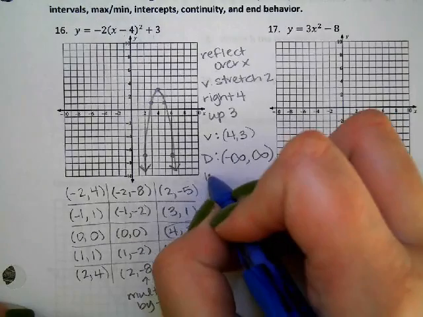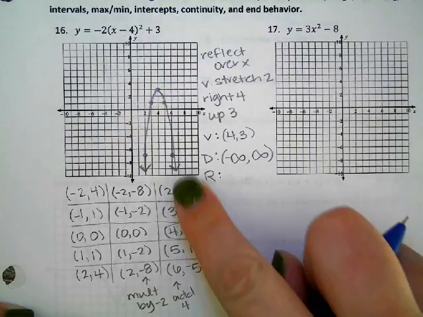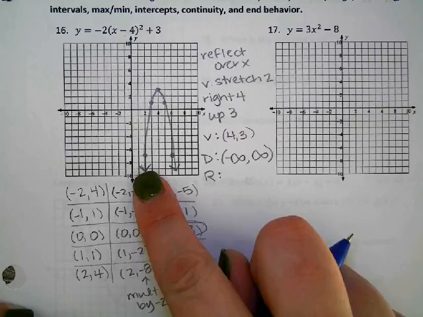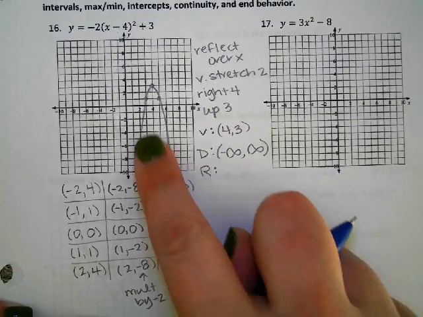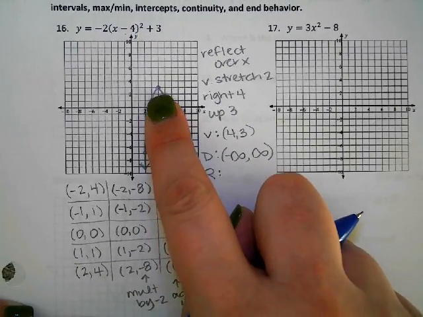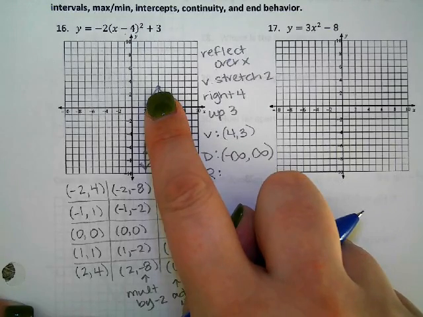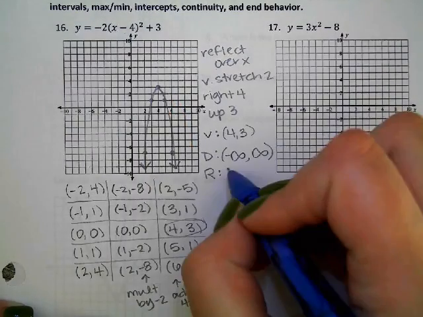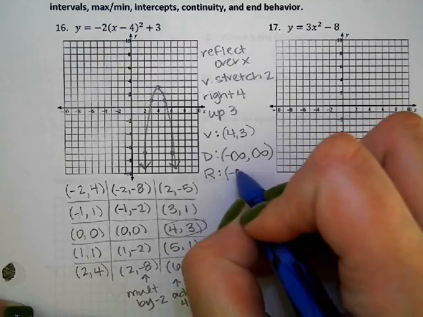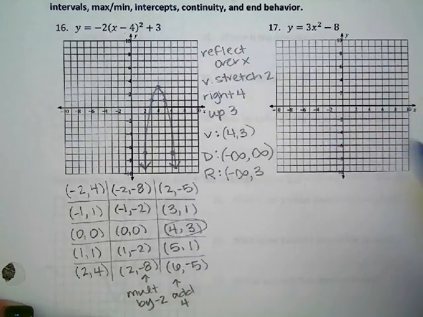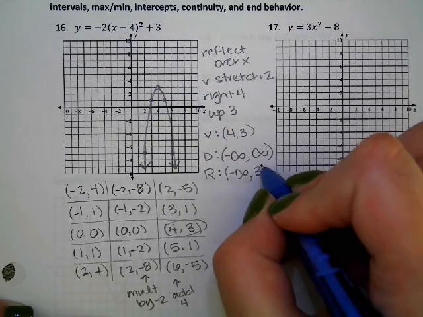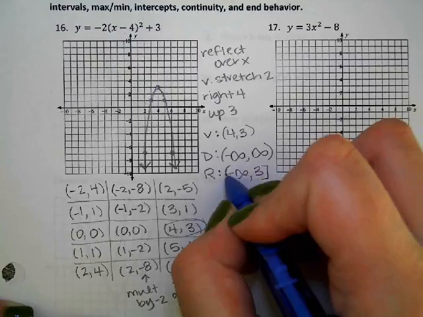The range, we're going to go from down to up. So this picture goes down forever. And then as you look at how far it goes up to that vertex, whenever we do the range, we use the y coordinate. So it goes up to 3 and then it stops at 3. So for the range, I'm going to do negative infinity, 3. And then because 3 is a number that I can put my finger on, I'm going to do a bracket for 3. So parenthesis bracket.